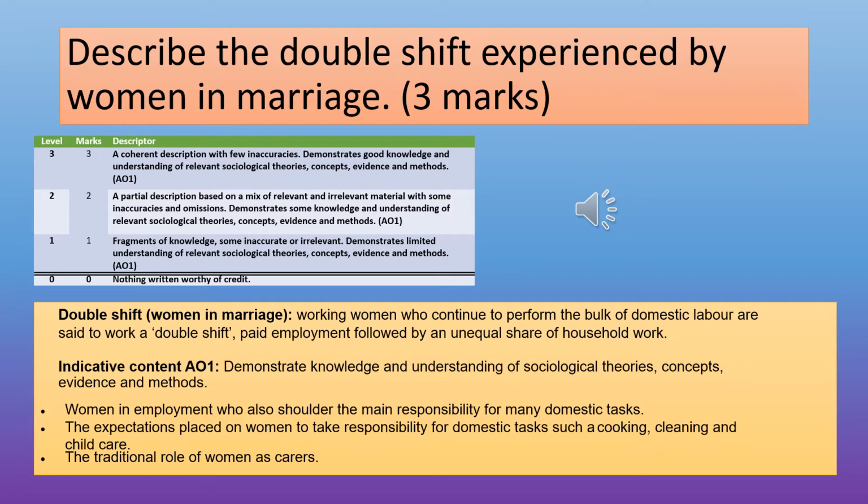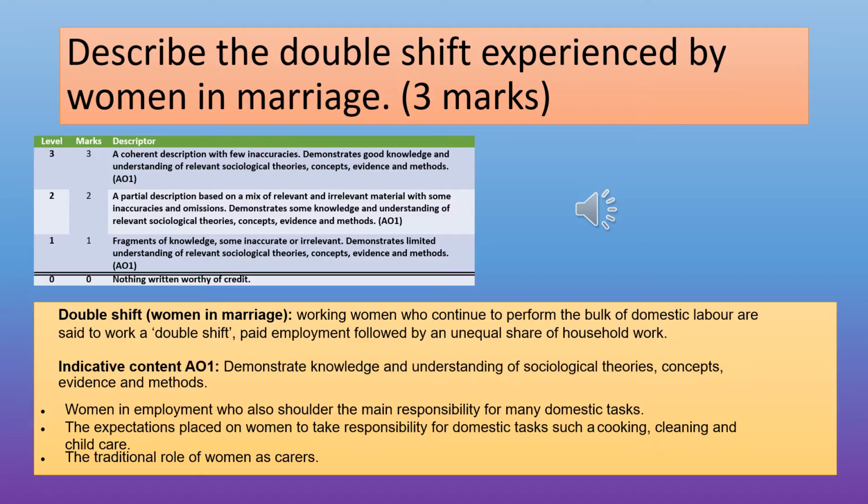So the first question we're going to look at is a 3-mark question. Describe the double shift experienced by women in marriage. Essentially, you need to give a coherent description with few inaccuracies and demonstrate good knowledge and understanding of relevant sociological theories, concepts, evidence and methods. So what that really means is, for all of these 3-mark questions, you need to give a clear answer, not really anything that's inaccurate. You need to know either what the key term is, the theories that go with it, the ideas, the evidence that surrounds it. So that's quite an open exam descriptor there.